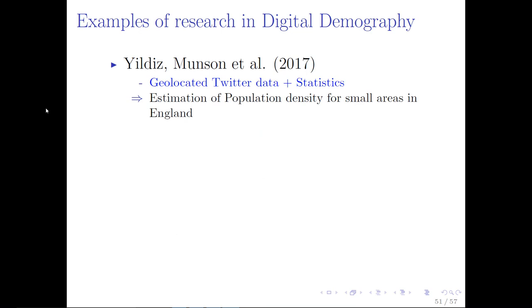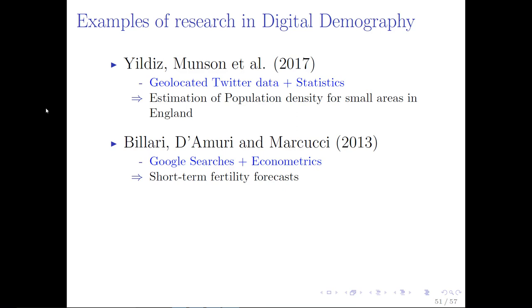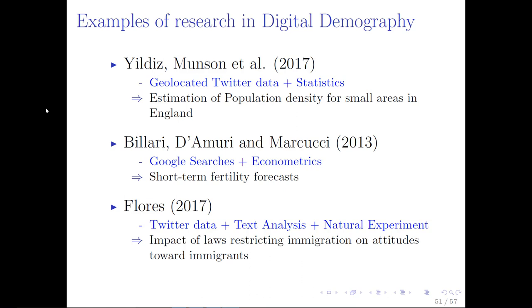There are lots of examples of research in this context of digital demography, and I just want to mention a few. They include the use of geolocated tweets with modern statistical approaches to estimate population density, or the use of Google searches and Google Trends with econometric approaches to nowcast fertility, or the combination of Twitter data, text analysis, and a natural experiment to evaluate the impact of laws like SB 1070, which restricted immigration, on attitudes towards migrants.